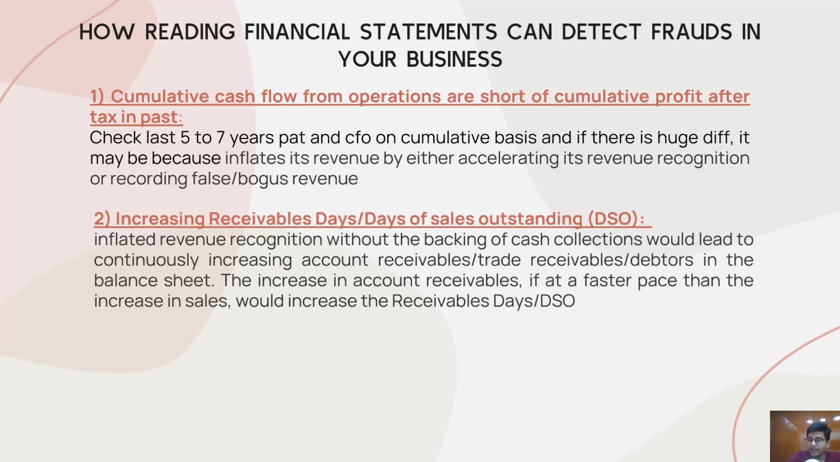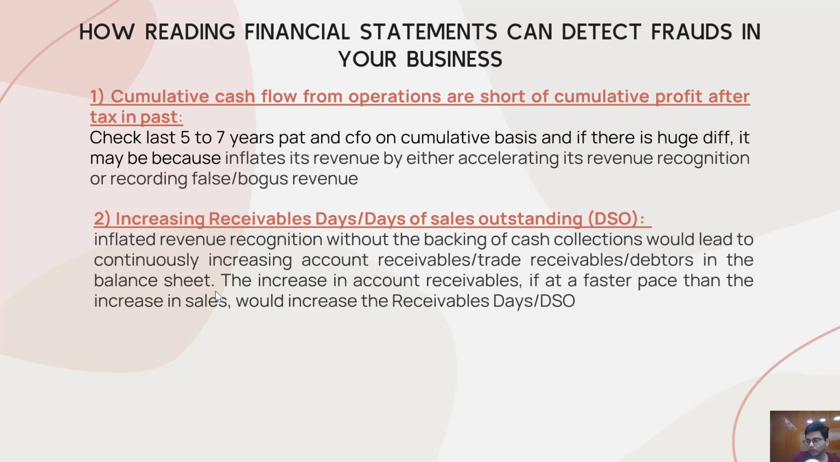The second one is increasing receivable days and days of sales outstanding. So when you have inflated revenue, but you are not getting any cash into the business, what will happen? Your receivables will increase a lot because you will not have any backing of cash collections from those bogus receivables. So this will lead to an increasing amount of accounts receivable or trade receivables or debtors in the balance sheet.